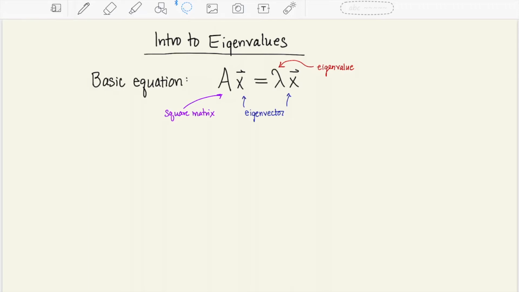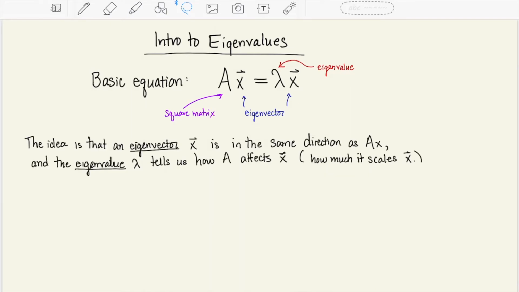The meaning of this equation is that if you multiply the square matrix A times the vector x, then you get another vector that's pointed in the same direction as x. It's a scaled version of x, scaled either out or back or perhaps flipped around by some amount lambda. In other words, the eigenvector x is in the same direction as Ax, and the eigenvalue lambda tells us exactly how the matrix A affects x, meaning how much it scales x.